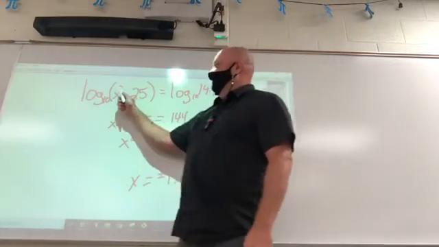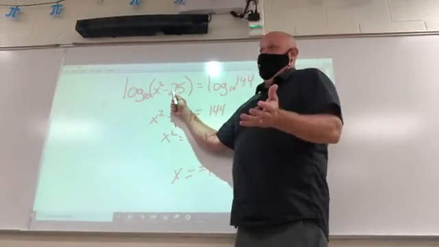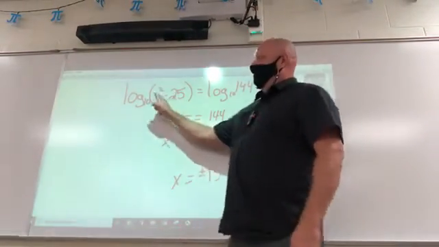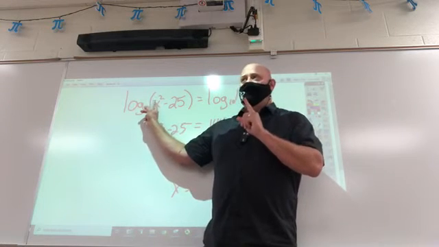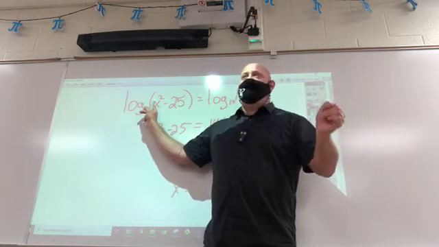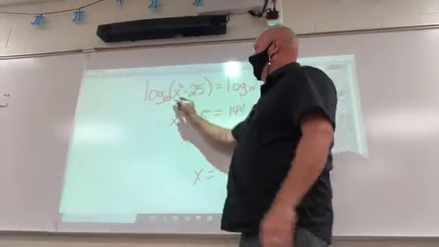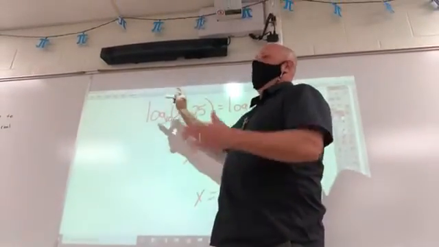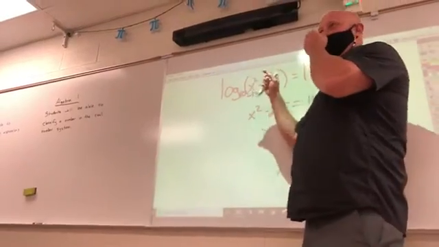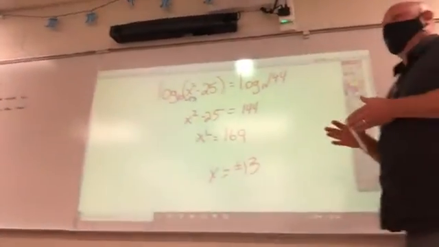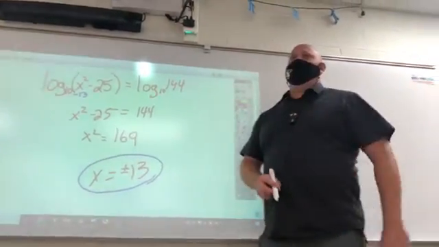In this case, if I go 13 squared, 169, minus 25, that's a positive number. If I throw a negative 13 in here, does that negative make a difference? No, because as soon as I square it, it turns it to a positive. So even though I'm plugging a negative 13 in, I wouldn't actually be taking the log of a negative number. Does that make sense? So I have to calculate it before I determine what works. In this case, both of those answers work.